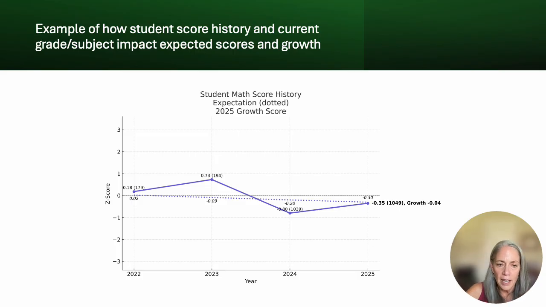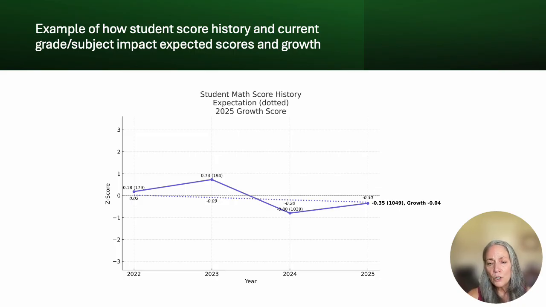So take a look at this student from 2022 to 2023. They were on a test where they went from a 179 to a 194. So they increased in their points. Their Z-score is a little bit higher, 0.73. But then in 2024, this student dropped in terms of their Z-score. So they took the Atlas assessment, they scored 1,039, and compared to all the other kids that year for that subject and that grade, the student was at a negative Z-score.